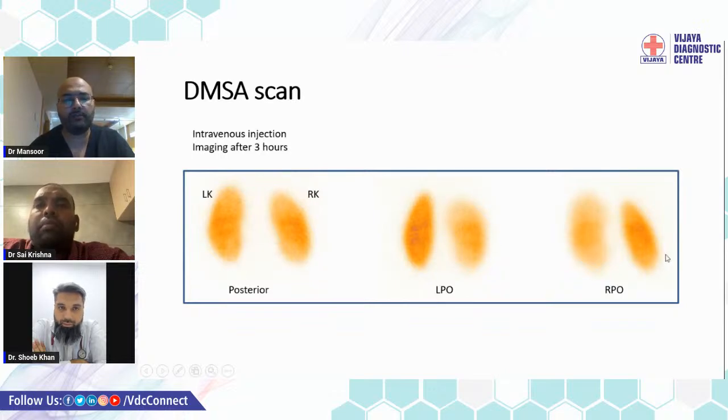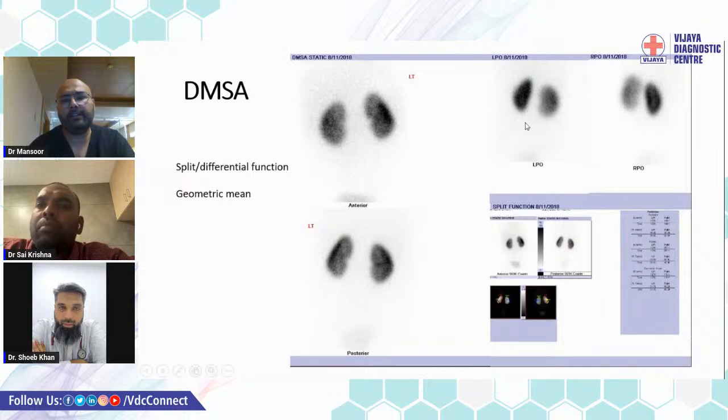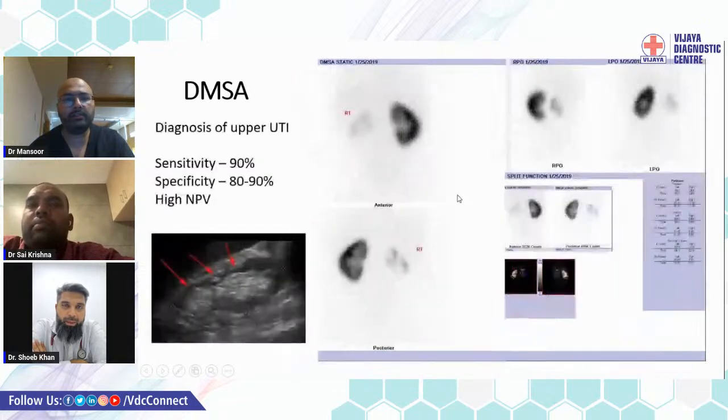These are the three most important views. And then we can do some calculations by drawing a region of interest around both kidneys. You can get the split or differential function, which is the function of one kidney relative to the function of the other kidney, and then you can also calculate a geometric mean by using anterior and posterior images simultaneously.